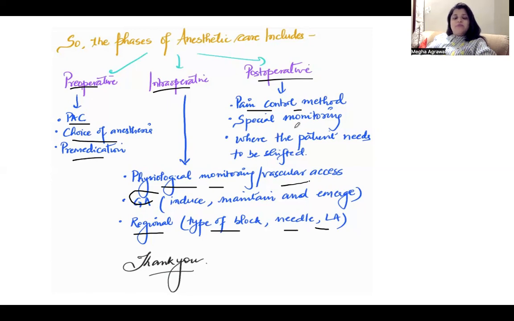Special monitoring. Some patients require special monitoring, like CVP monitoring, BP monitoring. Some people require urine output monitoring. So you have to decide all that before you shift the patient to the post-operative room, where the patient needs to be shifted: to daycare ward or room or ICU or HDU. This is all you have to decide.